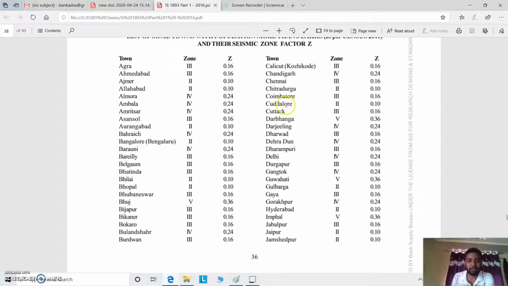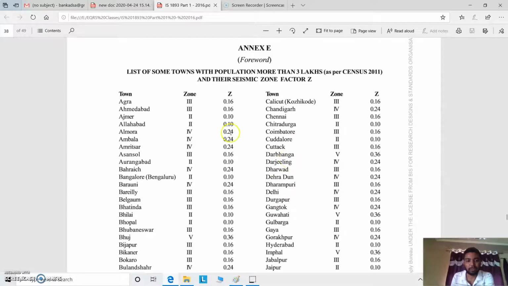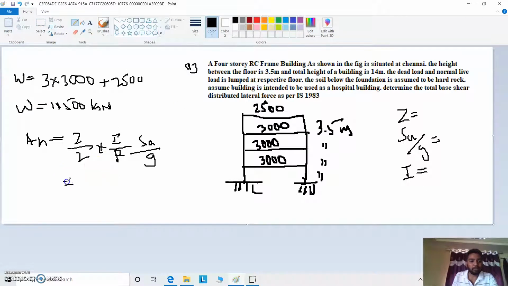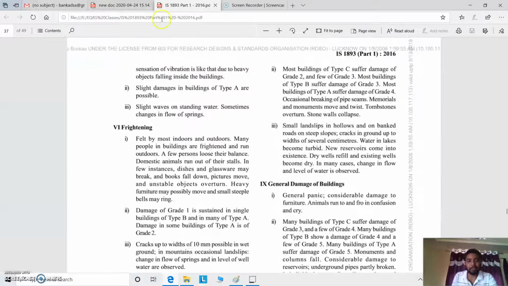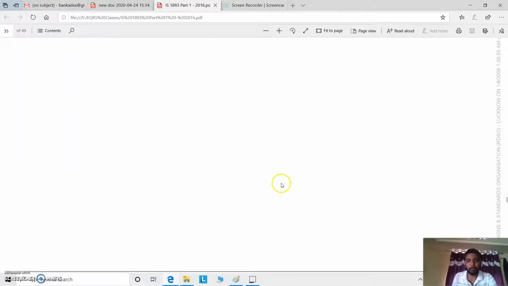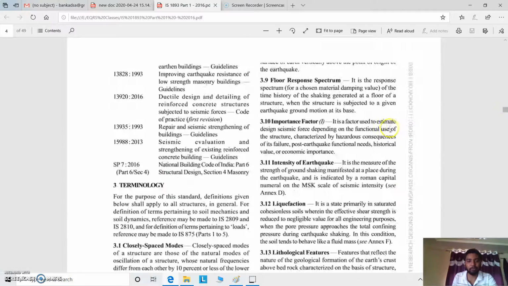Whenever the city is given, then go to page number 36. In that page the name of the city and zone factor values are given. So for this, Chennai is lying in zone 3, 0.16 is the zone factor value. And the importance factor I needs to be considered for hospital buildings. So for hospital buildings it might be 1.2.